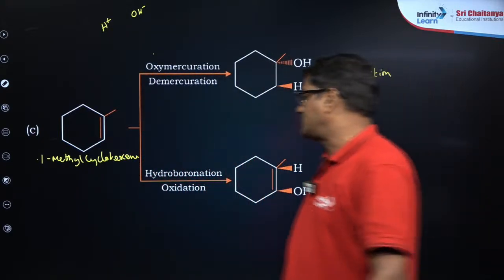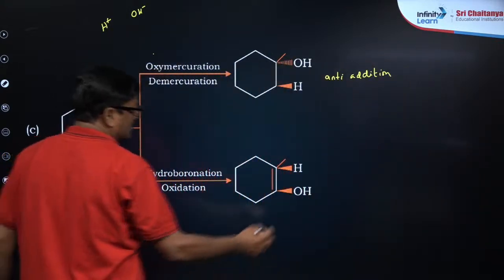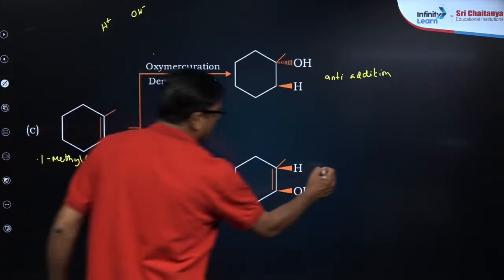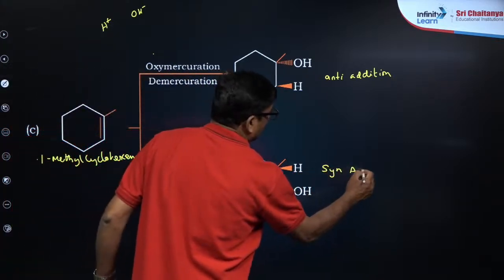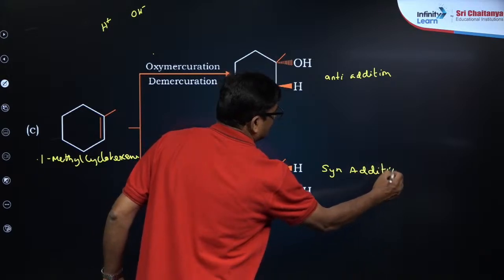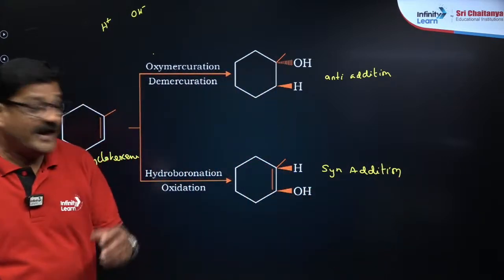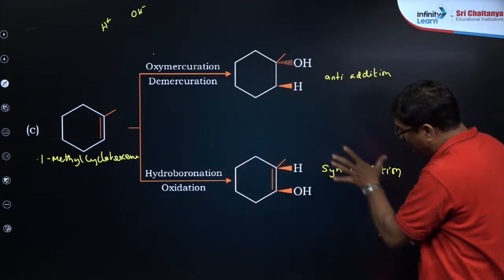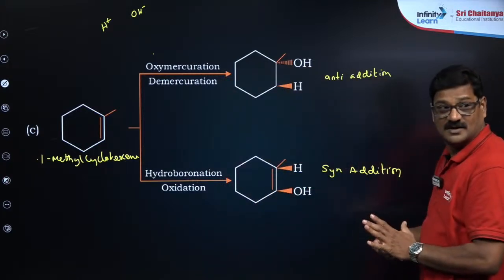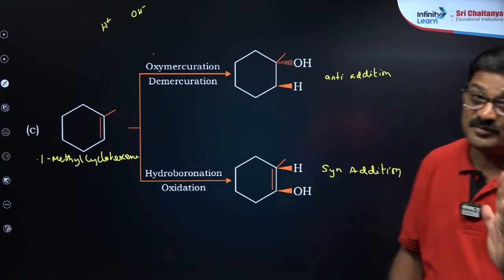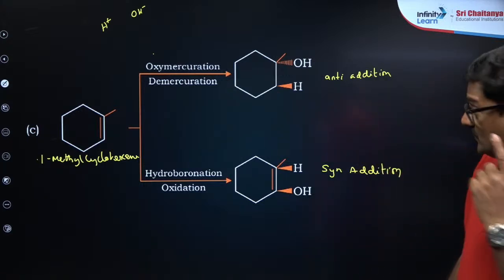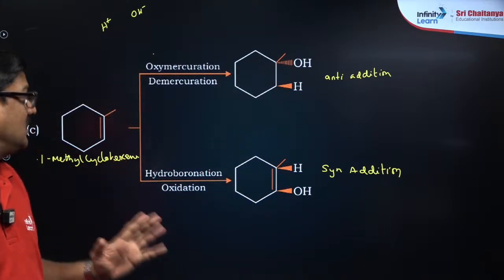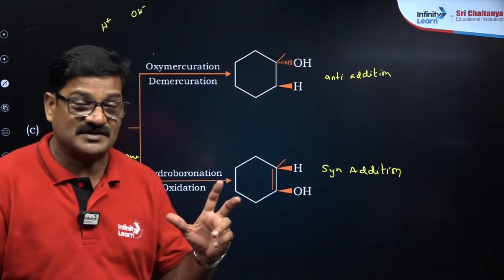Whereas hydroboration oxidation, you are going to see syn addition. Syn addition means addition of the water molecule on the same side of the double bond. So that is what you call syn addition. So stereochemistry is also important. Okay. So these oxymercuration demercuration and hydroboration oxidation, they have the stereospecificity.